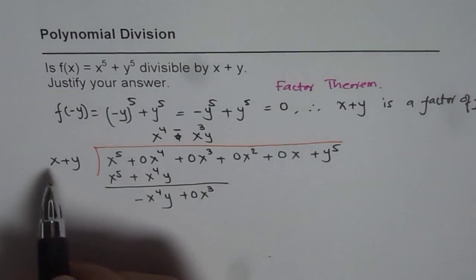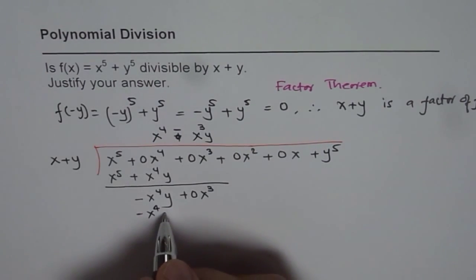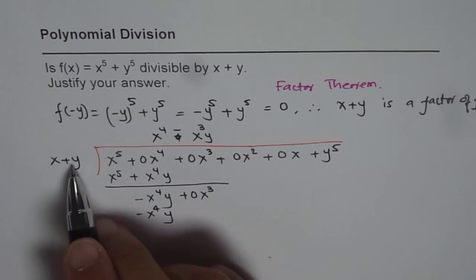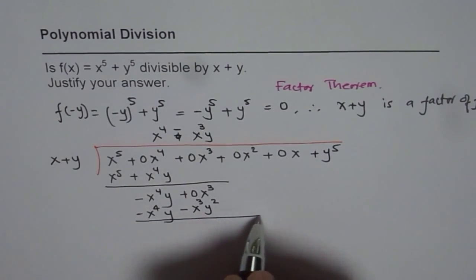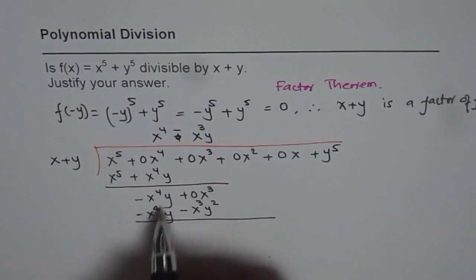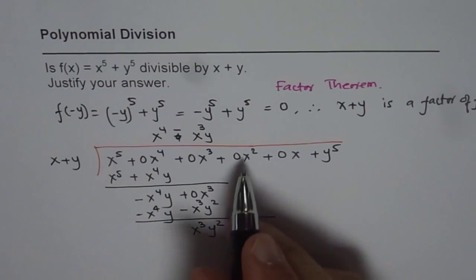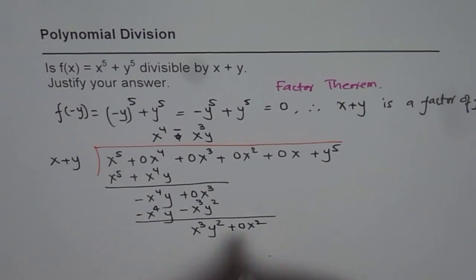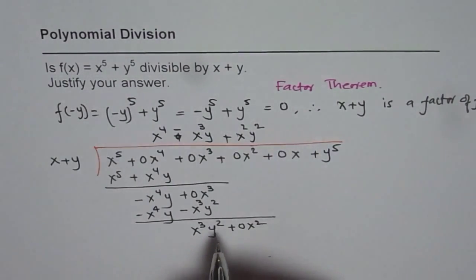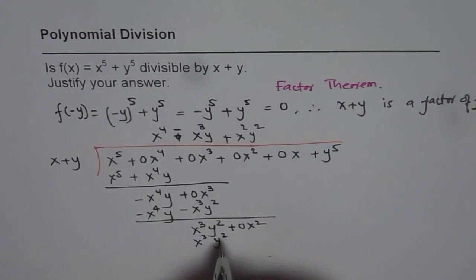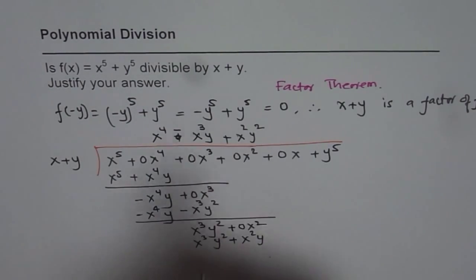Now these placeholders are important to be placed here so that the process becomes easy. So x cubed y, when you multiply, you get minus x to the power of 4 y, and the second term will be minus x cubed y squared. When you subtract, these first two terms get cancelled and we get x cubed y squared. Let's bring down 0x squared. Now we have to multiply by x squared y squared. Then we get x cubed y squared plus x squared y cubed.